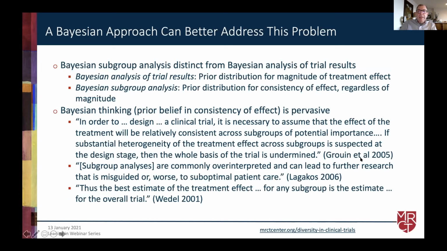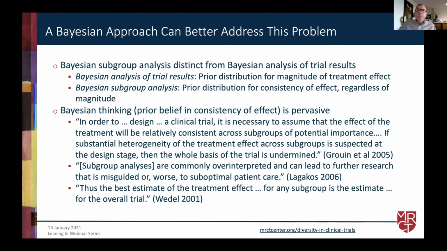So recently, some Bayesian approaches have been gaining traction, and I think it's really quite promising. I will first mention that, of course, there's always been a controversy around Bayesian methods. A Bayesian analysis of the trial results as a whole requires some kind of prior distribution for the magnitude of the treatment benefit. And that is where there's always been a lot of controversy.